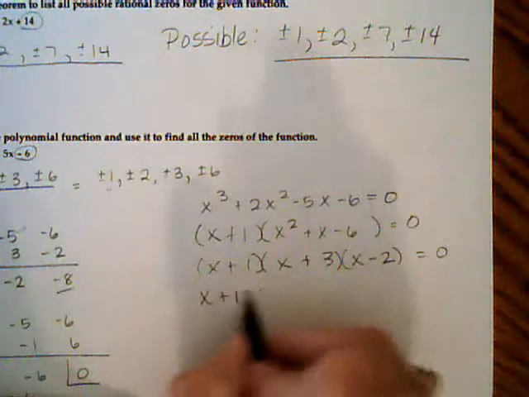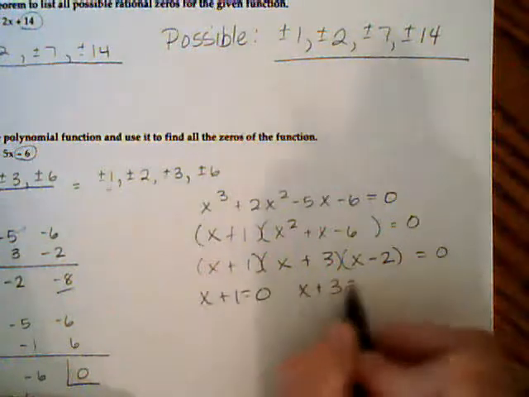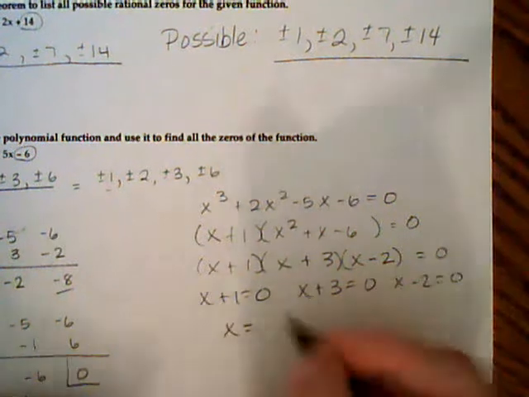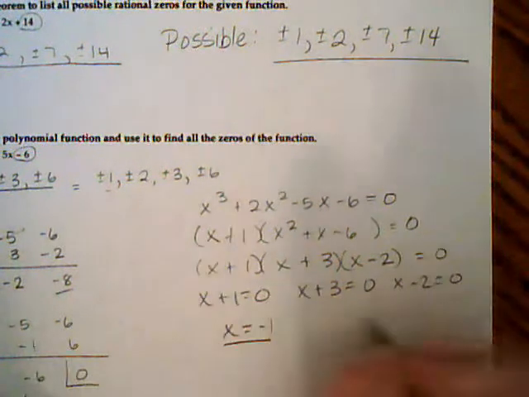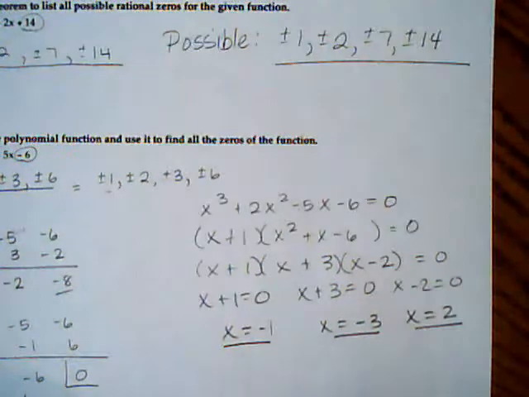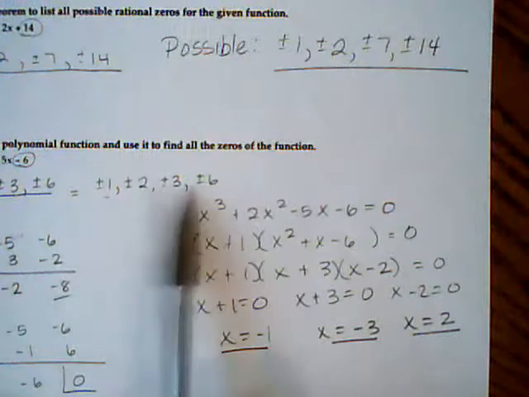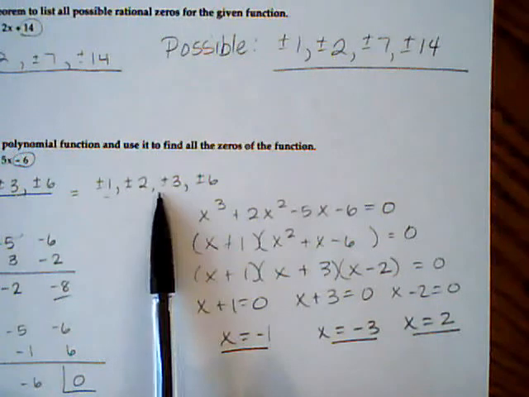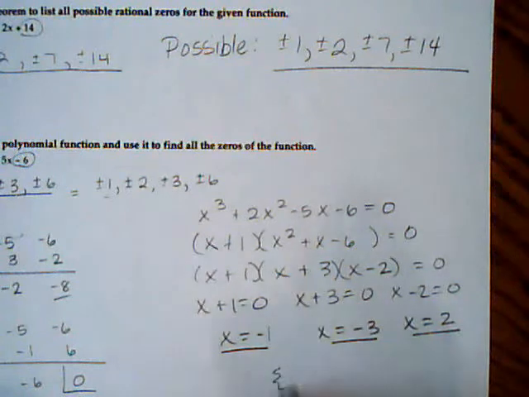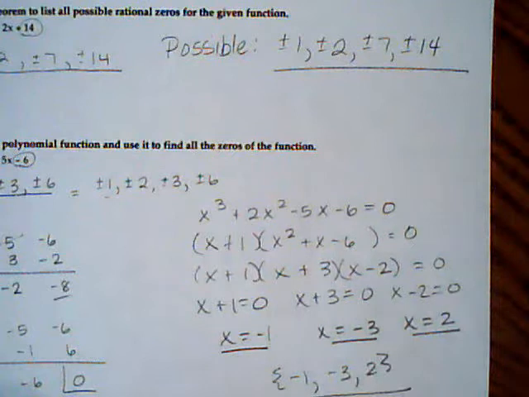Set each one equal to 0. And so I have my 3 roots: x equals -1, x equals -3, and x equals +2. If I compare this to my list, all of those numbers are in this list. Those are my possible roots, but these are the actual roots of the polynomial function.